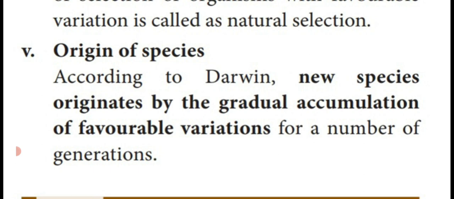those character changes are useful, means they are using them in their life activity. By using this favorable variation, gradual accumulations occur over several generations. So, the origin of species is evolved on the earth. So, these are said to be the different principles of Darwinism.